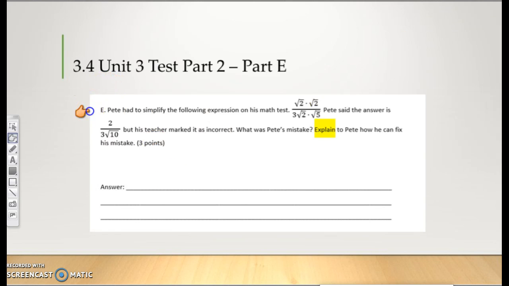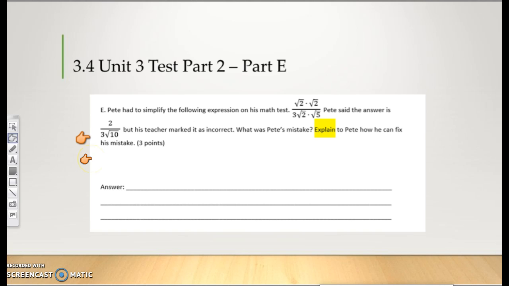And the final part, part E. Pete had to simplify the following expression on his math test. The square root of 2 times the square root of 2, divided by 3 square root of 2 times square root of 5. Pete said the answer is 2 divided by 3 square root of 10, but his teacher marked it as incorrect. What was Pete's mistake? Explain to Pete how he can fix his mistake.